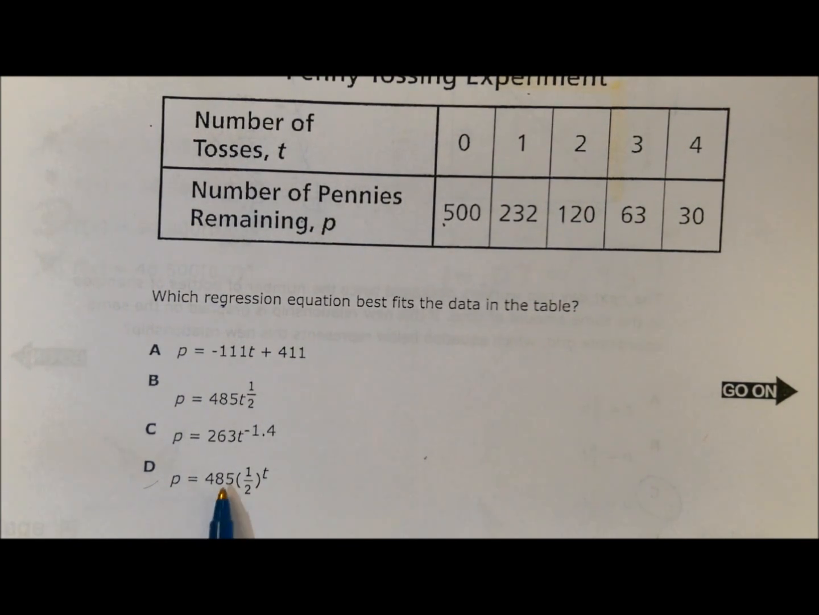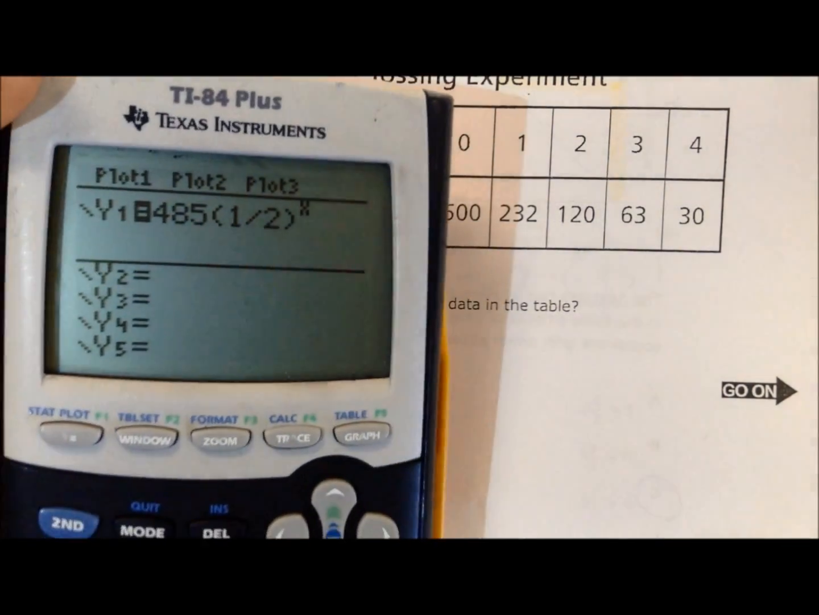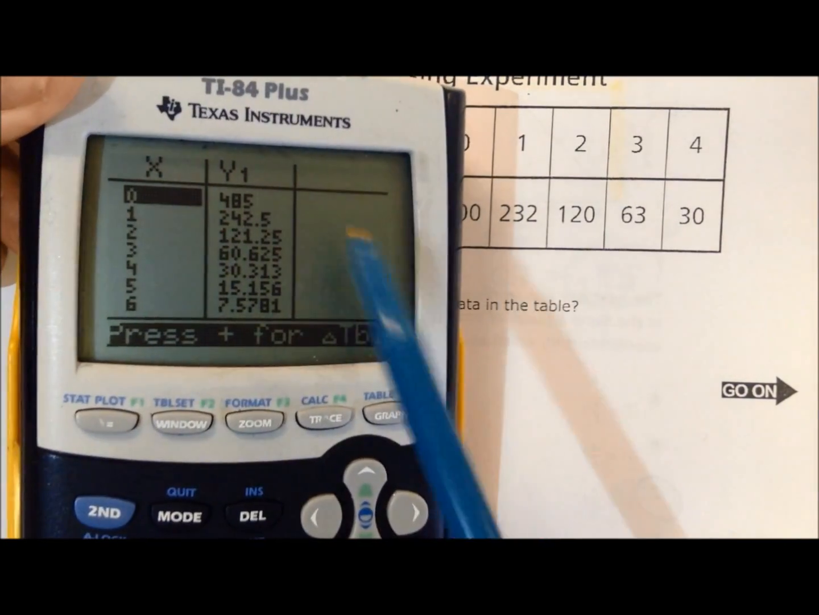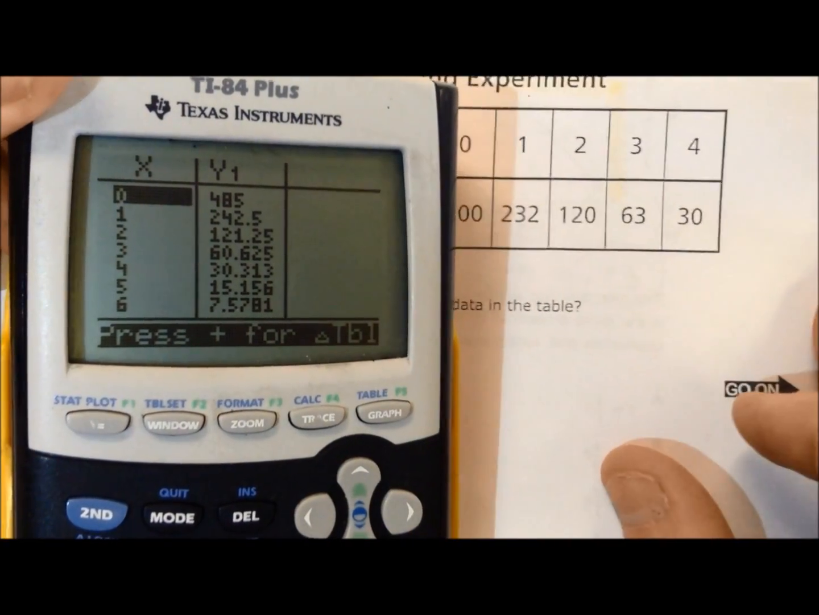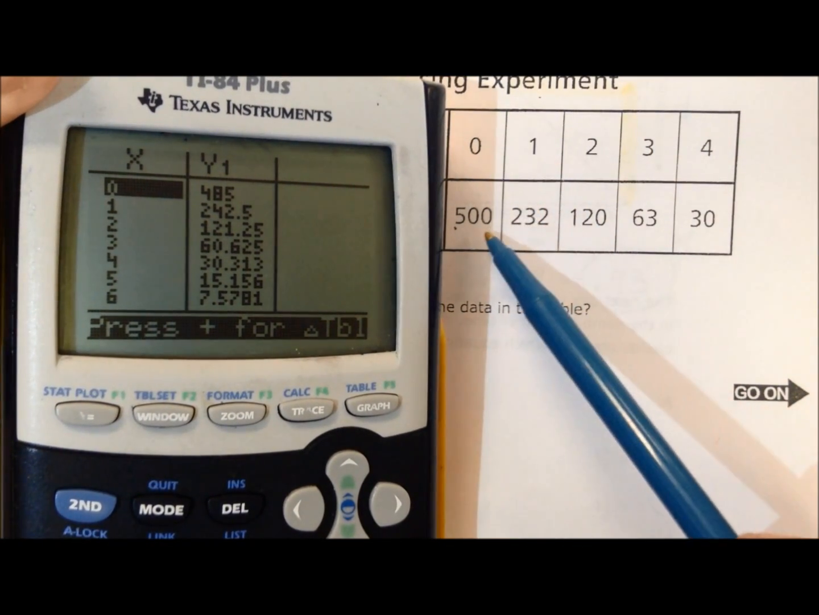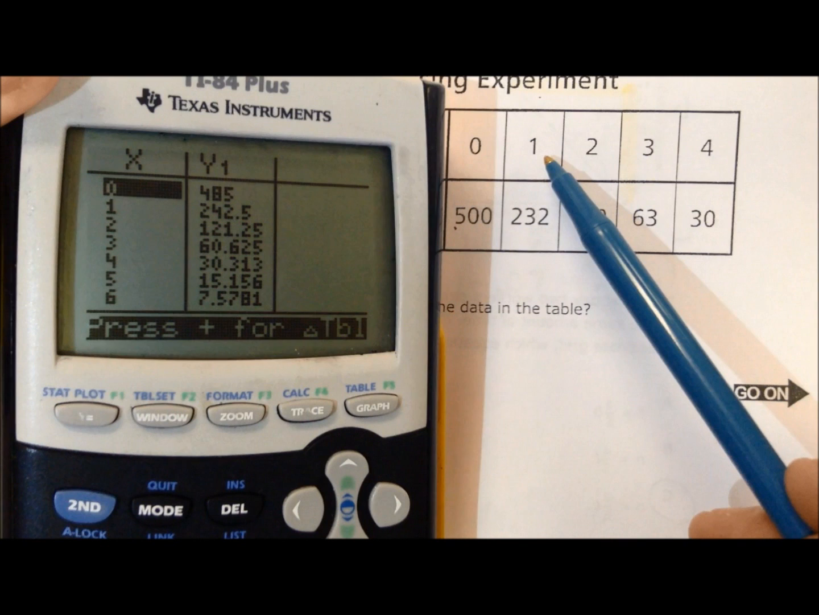So it's 485 times the base of 1/2 raised to the t power. So I have this right here. I go to my table. So if I start over here, 0, 485. What do I have in the problem? I've got 0, 500. That's close. These aren't going to be exact.